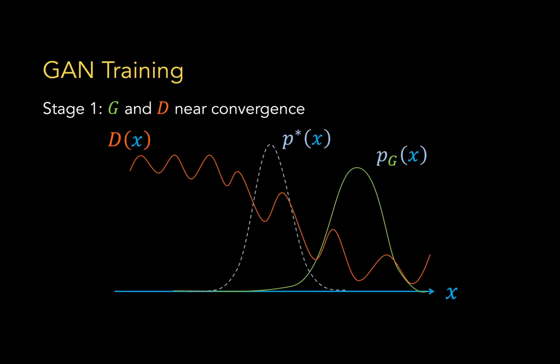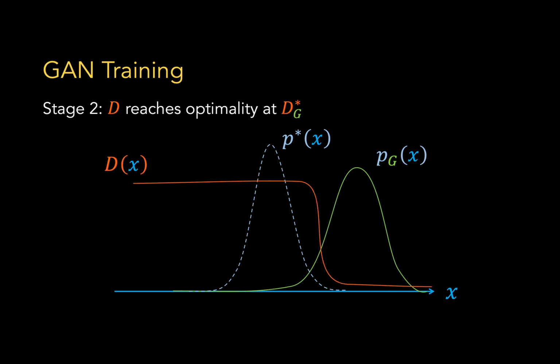So imagine that we have a one-dimensional X. Now in the initial stage of our analysis, we have our generator and discriminator, and they're both kind of near convergence, so PG is not so far off from P star, and D is not so far off from D star, but they haven't reached them yet. Now in the second stage, our discriminator reaches convergence, so D equals D star of G, but our generator hasn't converged yet. So here we're making the assumption that the discriminator reaches convergence more quickly than the generator, which also happens to align with the analysis we showed earlier.